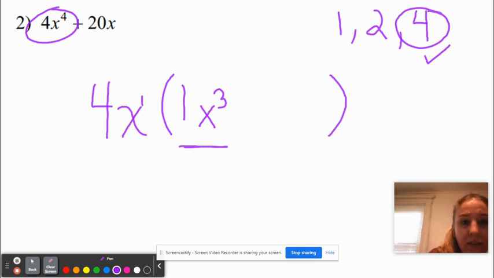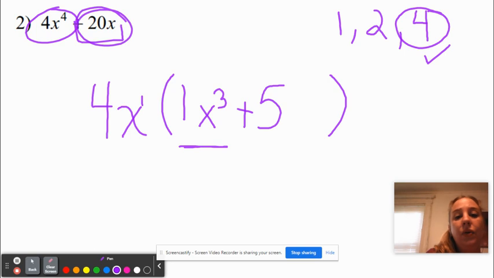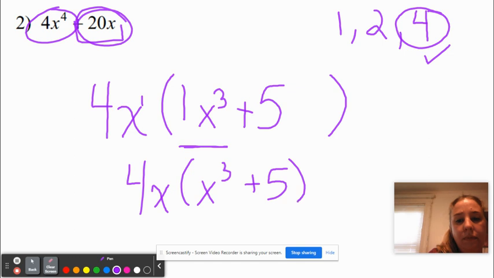And then 4x times what is 20x? Well, it's positive. Okay, and 4 times what is 20? Another way to approach that is 20 divided by 4. Fact families, right, is 5. And then x, we already have it. 4x times 5 brings me to 20x. So I don't need to have any other x's over here because it's already represented. But let's clean this up a little bit. Your final answer should look like this. Because we don't really write ones.